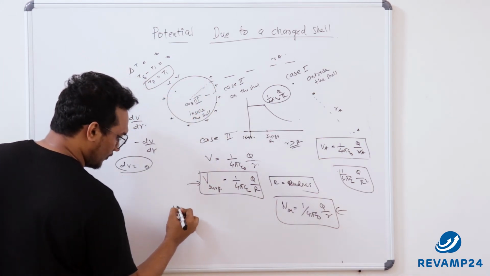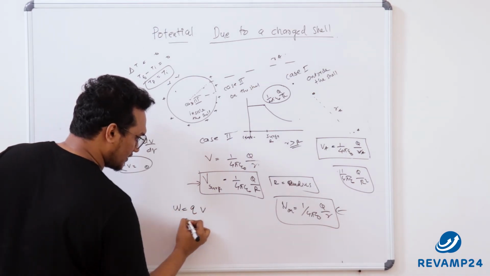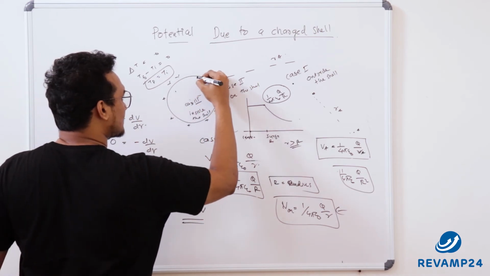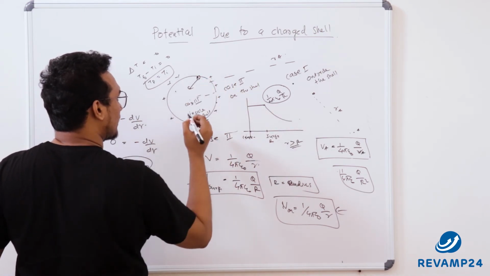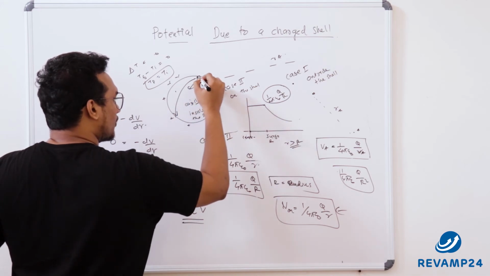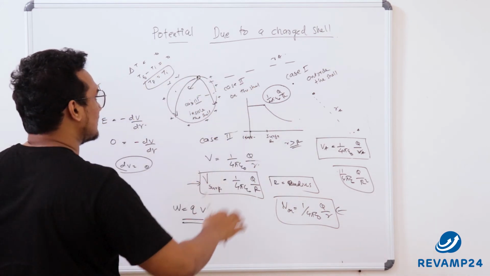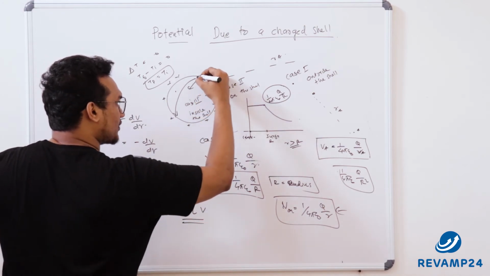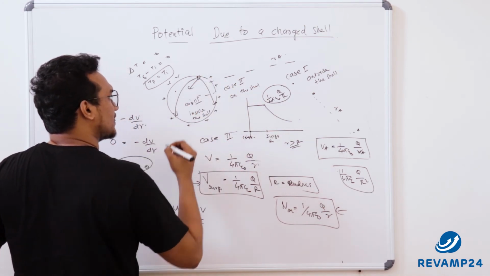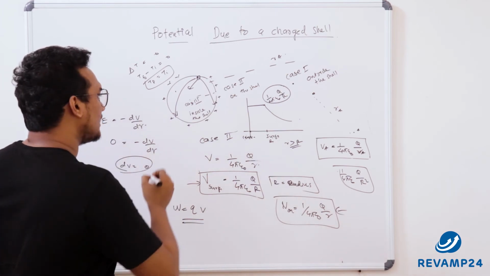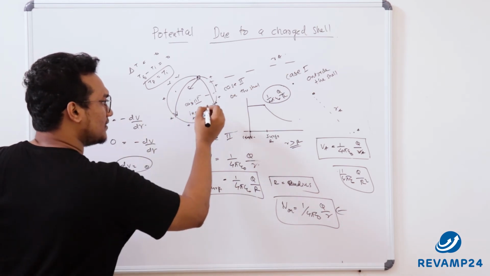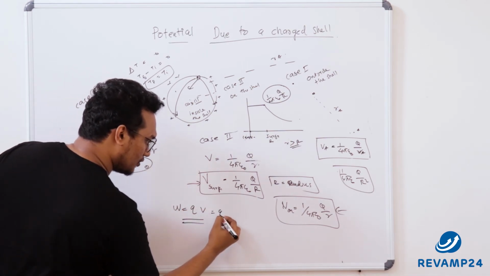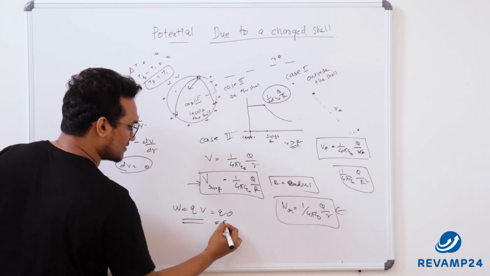We know that work done is equal to Q into potential difference. Clear? Here in this case, if we are moving a charge Q from here to here, or from here to here, anywhere inside the shell, the potential difference is 0. Whatever potential this charge has at this position, it will have the same potential here, here, and here. So what will be the work done? Q into potential difference, 0, which is 0.